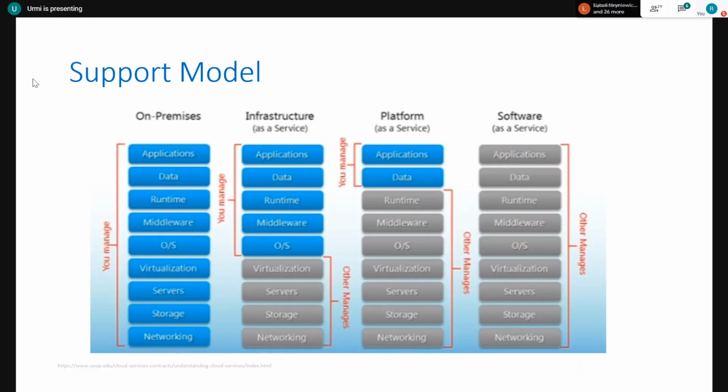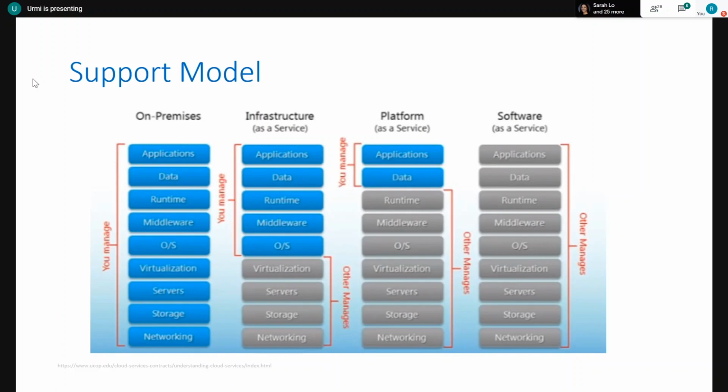The other three models that you're seeing there, which say infrastructure as a service, platform as a service, and software as a service, those three belong in the public cloud. So infrastructure as a service, where you see the blue pieces, those are things that the business would need to manage. And the gray boxes are the ones that are managed by this public cloud provider.